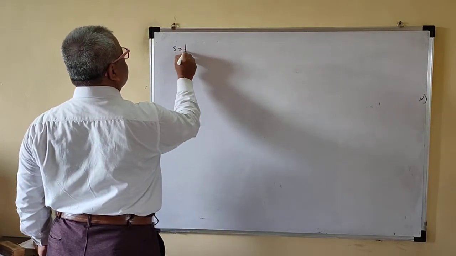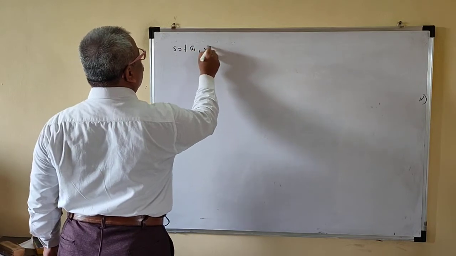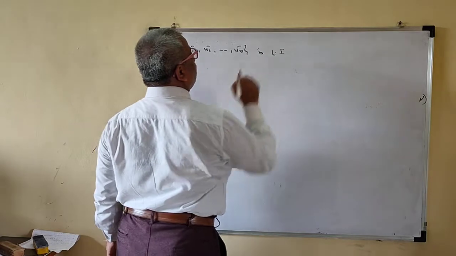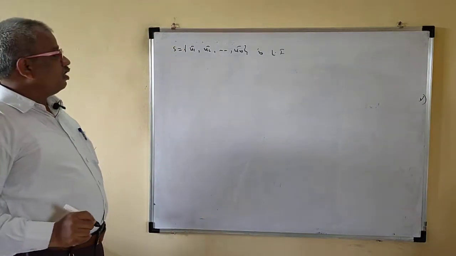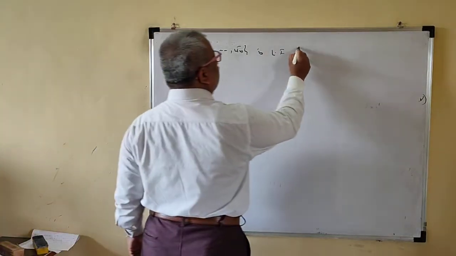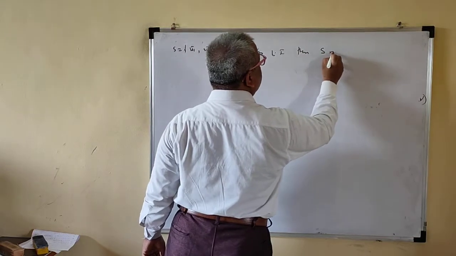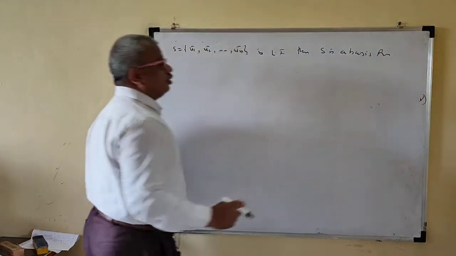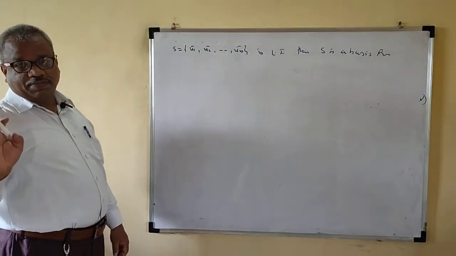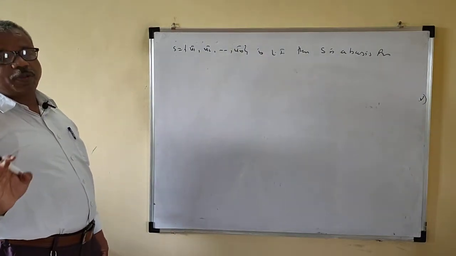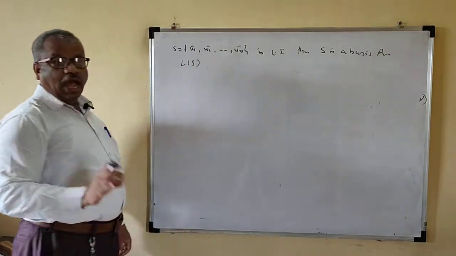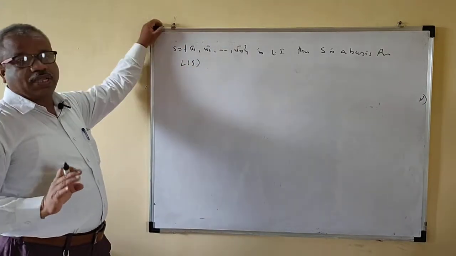Suppose S = {u1, u2, ..., un} is linearly independent. Then S is a basis for... So linear independence does not imply that it is a basis for V; it should also span V. But S is a basis for L(S), 101% it is the basis of L(S).